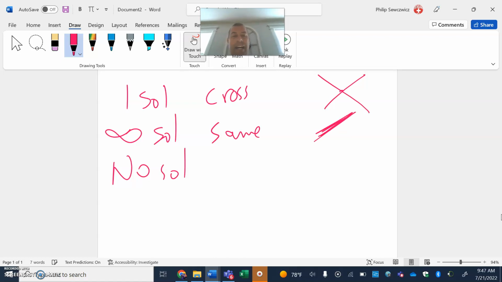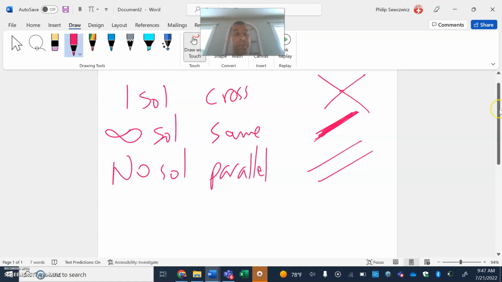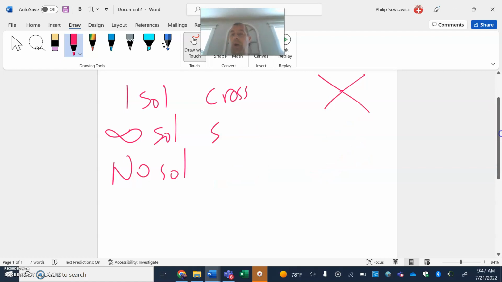So you're going to have a line, and then it's like, oh, it's the exact same one, so it's touching it everywhere. Hence, that's why it's got infinite solutions. And no solutions is when we have parallel lines. So we've got one like this, and we've got one like that, and they never end up intersecting with each other.